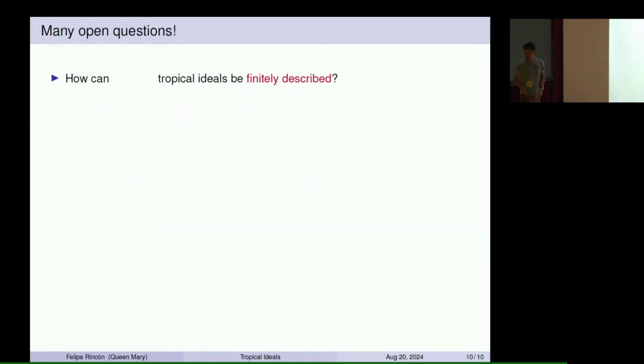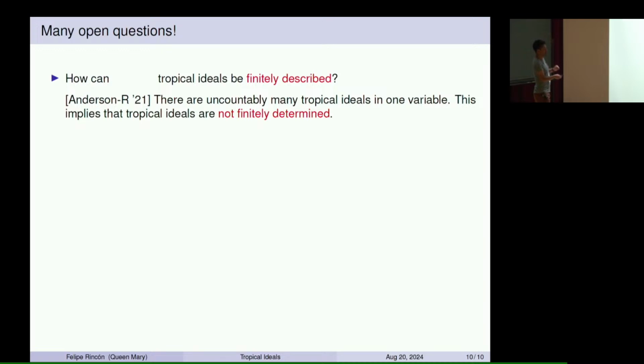Let me just finish with one or two questions. So first of all, one thing I would really like to know is how can we describe finitely these infinite towers of matroids? How can I email you one of these tropical ideals? With my PhD student, Nick Anderson, we proved that actually there's a lot of them. So for instance, in one variable, already you have uncountably many tropical ideals. And if you have uncountably many, that kind of means that you cannot finitely determine them.